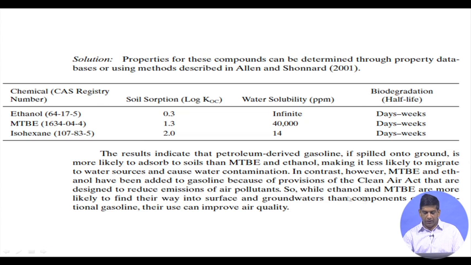So if you look at the data, the result is that if you have a spill, the petroleum gasoline is more likely to absorb to soil than MTBE and ethanol, making those less likely to because of soil sorption. In contrast, however, MTBE and ethanol are added to gasoline for reducing emissions and all that. So this just gives you some idea that, based on the soil sorption and water solubility, you can predict where things will end up.